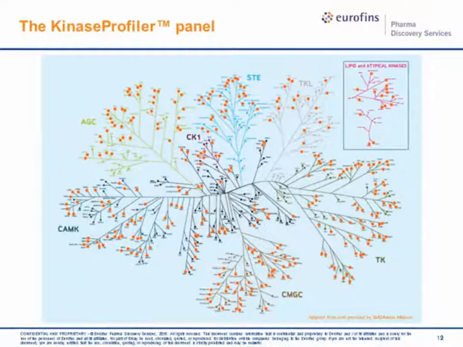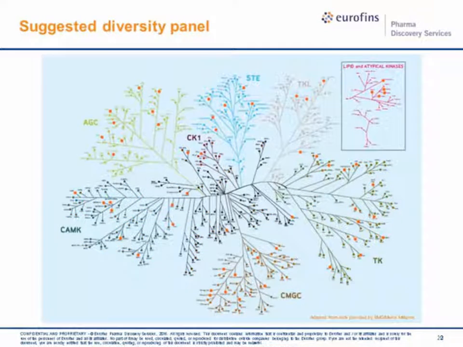So, moving on to the next slide, this is an example of the kinase profiler platform that Eurofins offers. The orange dots indicate kinases in the human kinome for which we offer assays. So you can see we have pretty comprehensive coverage of most of the kinome. We currently have more than 400 kinases covered, and that number is constantly being expanded. So that's the human kinome panel.